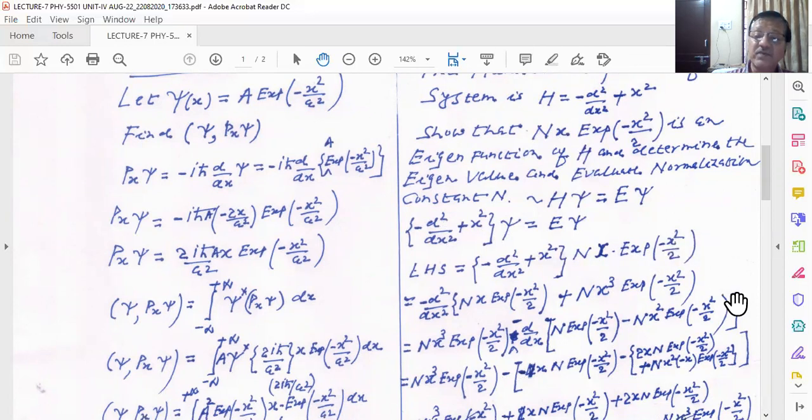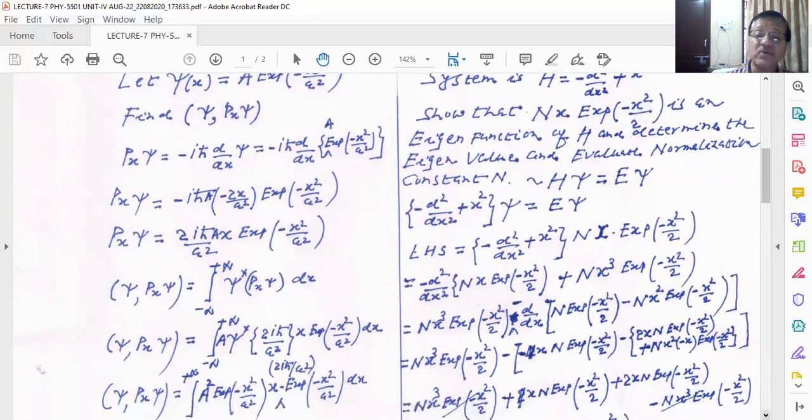So now let us simplify this term. You see the first term, you open the curly bracket. The first term is minus d square by dx square operating on the entire function N x exponential of minus x square by 2, right? And the second term will be x square into N x. So it will be N x cube, because N is a constant. So I can write N x cube exponential of minus x square by 2. I hope this term is clear to you.